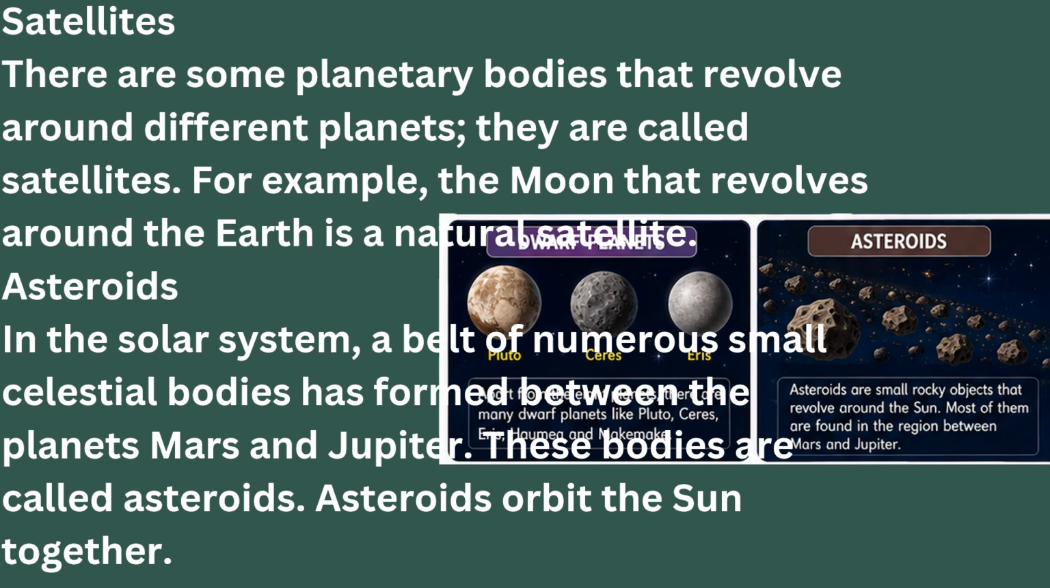Then we're going to learn about asteroids. Now, asteroids are a belt of numerous small celestial bodies between the planets Mars and Jupiter. If you see, there are these small asteroids, and that belt is called the asteroid belt. Sometimes people say, "An asteroid was about to hit Earth, but it passed by." These asteroids orbit the Sun together.